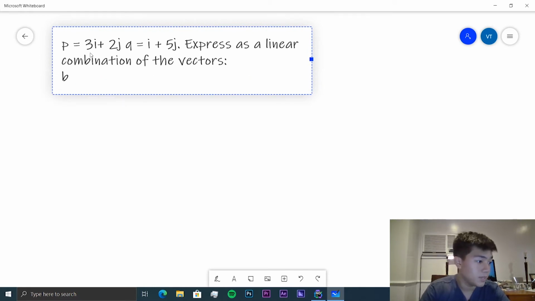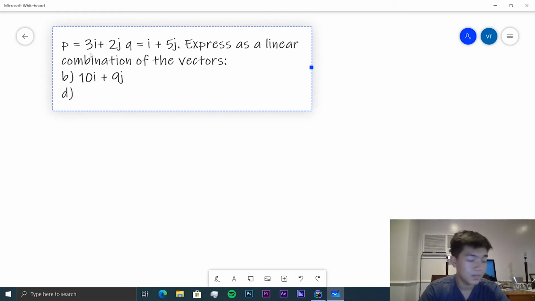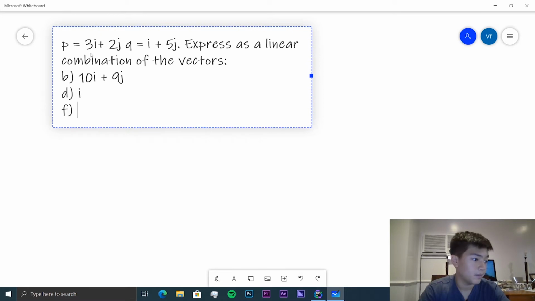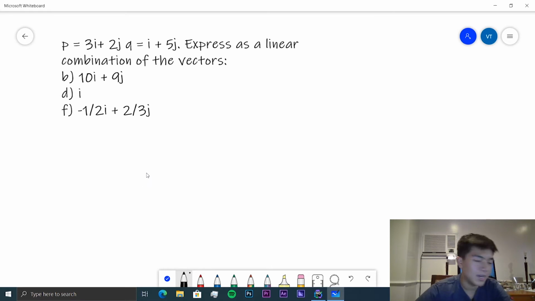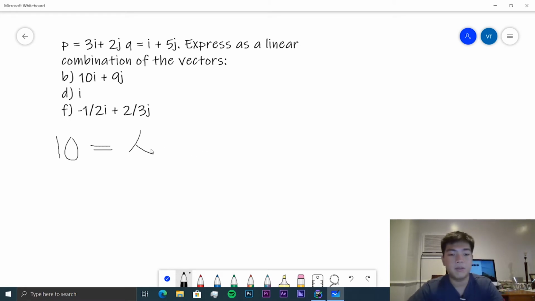So we have to do b: 10i plus 9j, d: i, and f: negative 1/2 i plus 2/3 j. So how do we get 10i plus 9j? I think, is it just 10i plus 9j? Okay, so 10 is equal to 3 lambda.